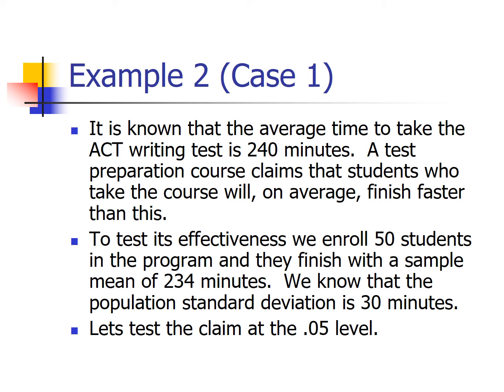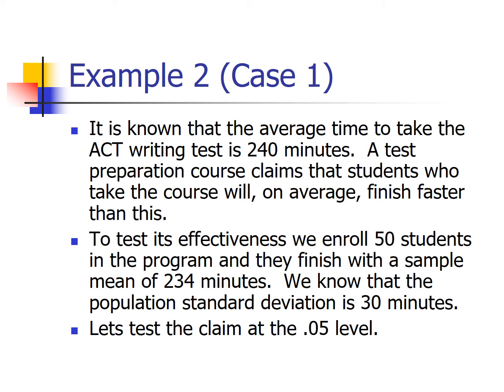So, if we wanted to test its claim, we could enroll 50 students in the program. Let's say that we do that, and let's say that they finish with a sample mean of 234 minutes. This is technically less than 240. However, is it so much less than it that we feel that it's above and beyond any doubt indicative that all students on this test prep thing will finish on average less than 240? Well, to decide that, we're going to need to do a hypothesis test.